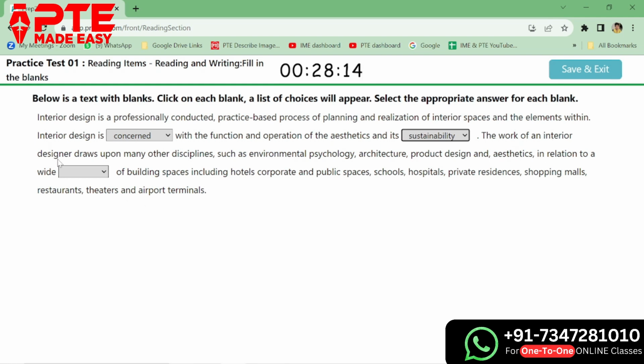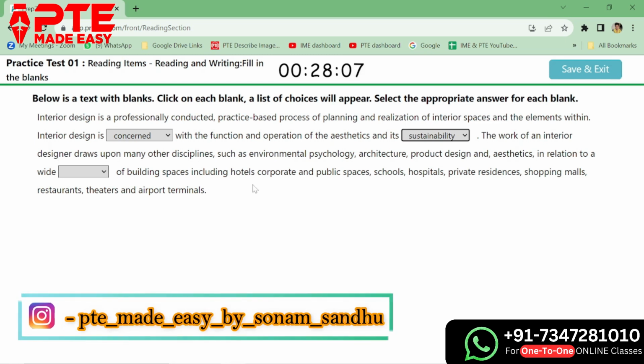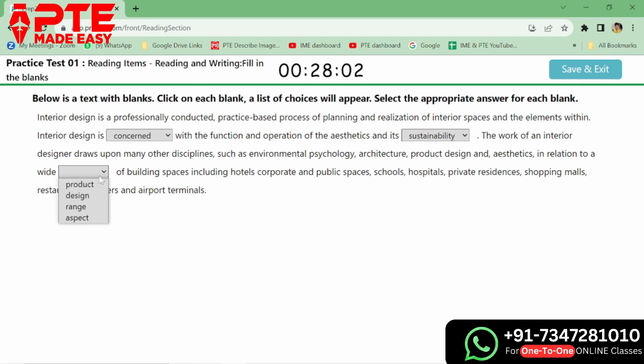The work of an interior designer draws upon many other disciplines such as environmental psychology, architecture, product design, and aesthetics in relation to a wide dash of products. Wide is an adjective, so we'll need a noun here. Wide product, wide design, no. Wide range of building spaces, wide variety, wide range. So here we have the option range. That's it, we are done with this one. Similarly, we are going to do the other ones.